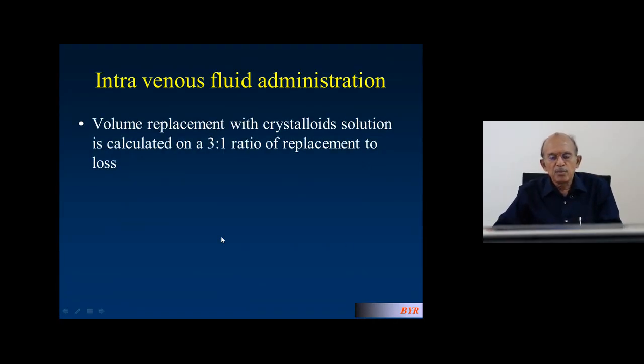So volume replacement with crystalloid solution is calculated on a 3:1 ratio of replacement to loss. So a patient has come to you with hemorrhage. You have immediately kept him on the bed, elevated the lower limbs, and started IV fluids. That means you put a cannula and draw the blood for basic blood tests.